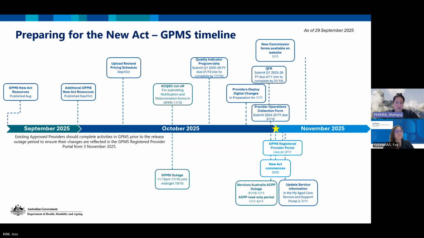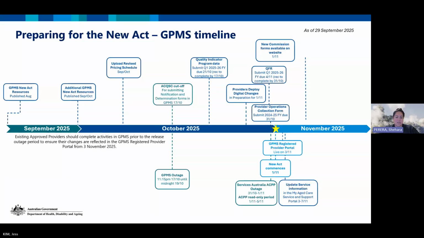3rd of November. If a user is added after the 17th of October and requires access to future reporting periods, the organisation must add the user to the registered provider portal from the 3rd of November. Any notifications or determination applications that are submitted prior to 11:15 on Friday the 17th of October will be processed, and those changes will be visible in GPMS from the 3rd of November.